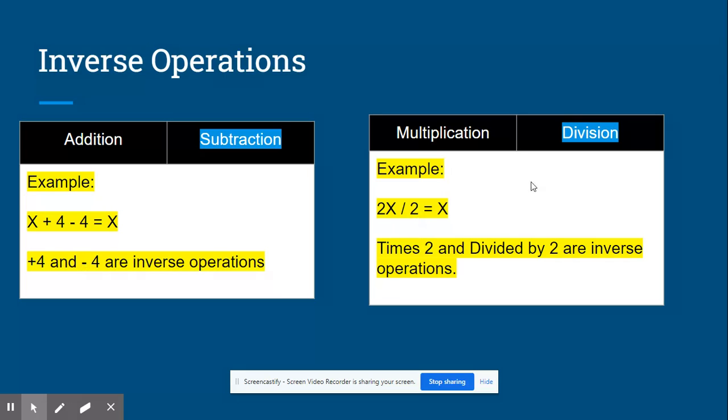The other two inverse operations we're going to be using are multiplication and division. So multiplication and division are inverses of each other because they undo each other. For example, if we had 2 times x divided by 2, this would just equal x because times 2 and divided by 2 are inverse operations. They cancel each other out.